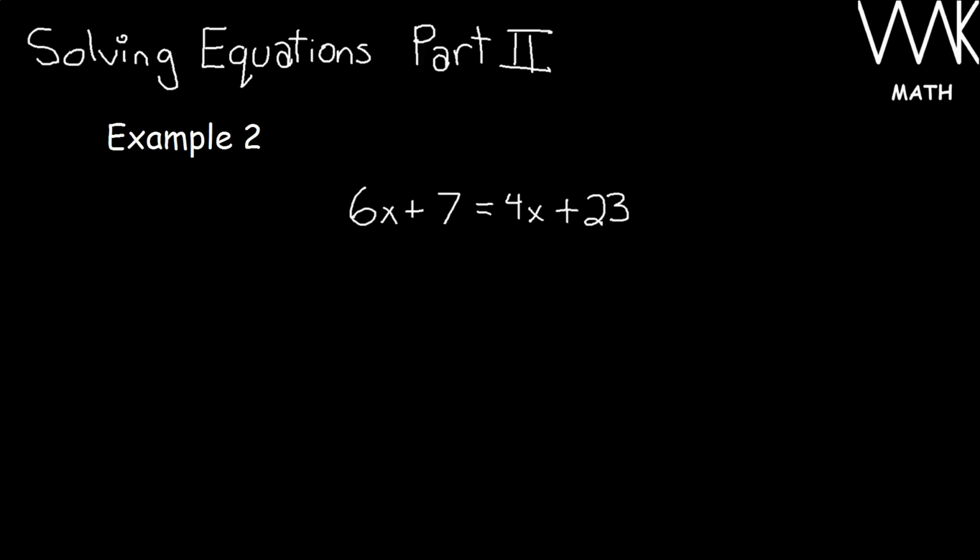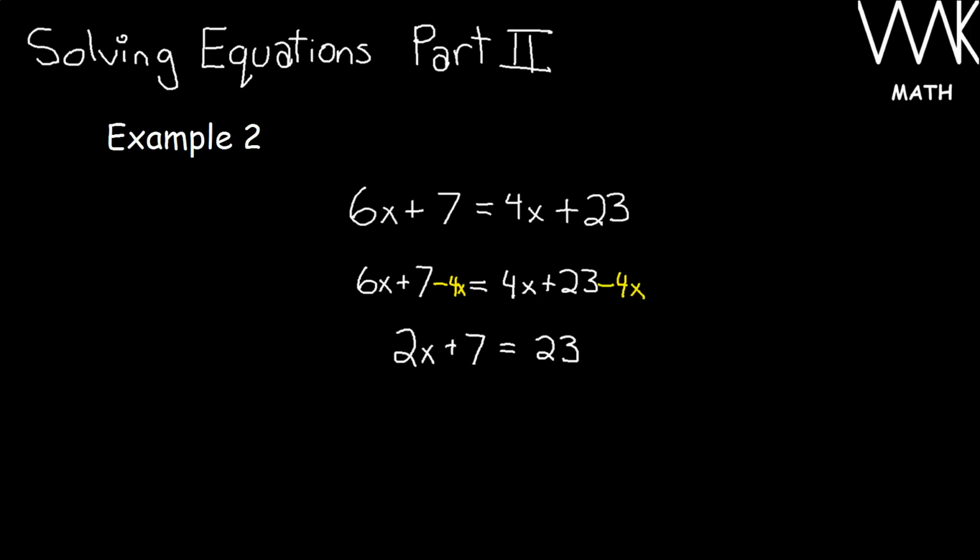In this case, I want all my variables on the left side and all the numbers on the right side. My first move is to move all the variables to the left side. To do that, we need to get rid of the variable term on the right side. The variable term is the 4x on the right side, so the manipulation we will do is to subtract 4x from both sides of the equation. As a result, the left side simplifies to 2x plus 7, and on the right side it becomes 23.